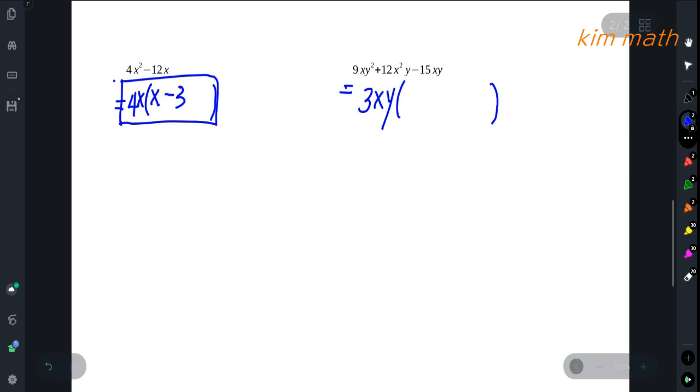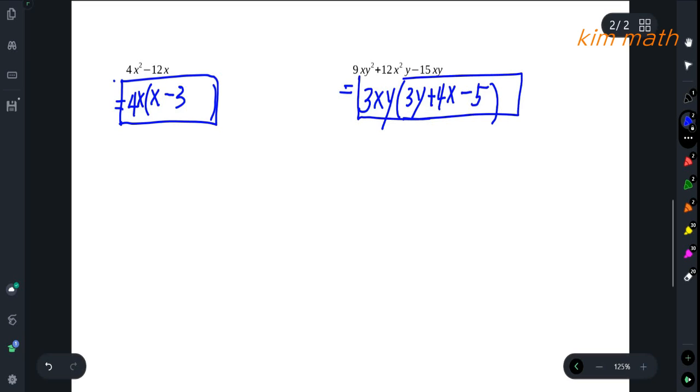Okay? Again, think backward. 3xy times what is 9xy squared? Okay. Now 3xy times what equals 12x squared y? If you think of the number first, you must have a 4, then x. Okay. Now last one, 3xy times what equals negative 15xy? Negative 5 only, right? So this is the factoring result.